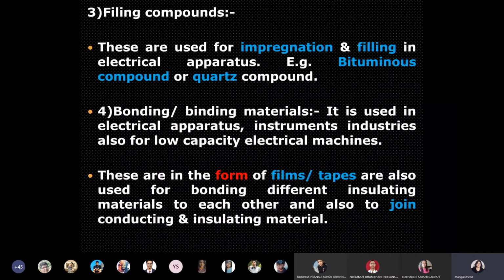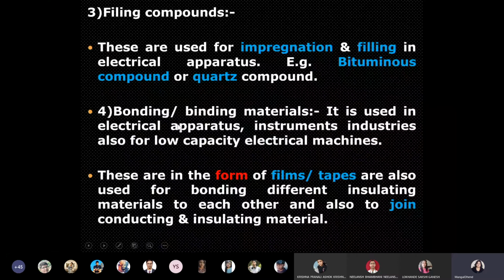So the third type of material is the peeling compounds. Varnish you have understood, impregnating materials you understood, wax also you have seen. Now peeling compounds, so it will be peeled inside the material. So these are used for impregnation and peeling in electrical apparatus. So which material will be used for peeling? So bituminous compound and quartz powder, you know. So quartz is also used.